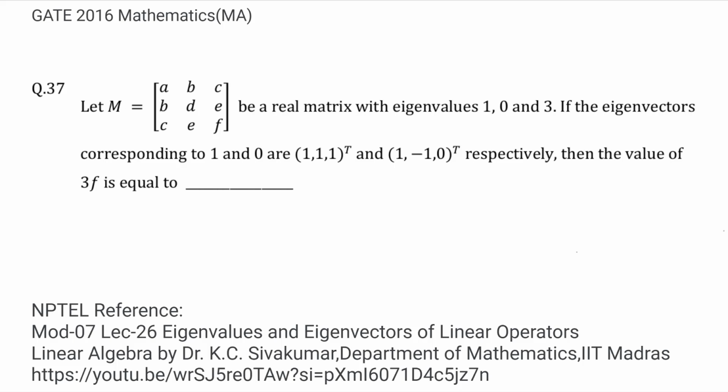So it is given a 3 cross 3 matrix and the three eigenvalues as 1, 0 and 3, and two eigenvectors corresponding to the eigenvalues 1 and 0 as these two vectors. Then it is asked that the value of 3f is equal to.